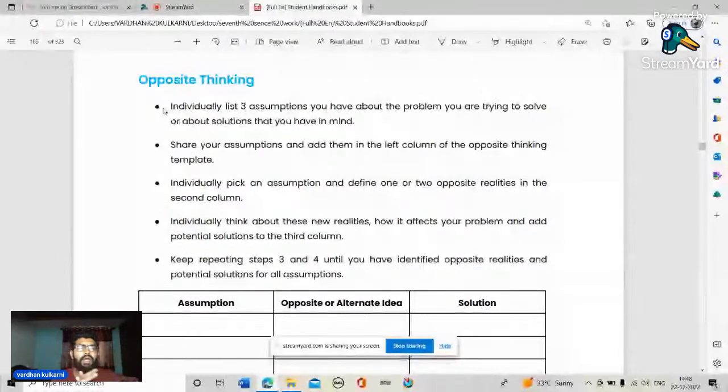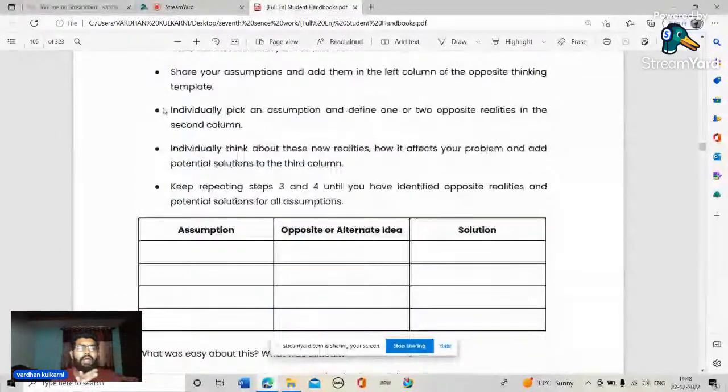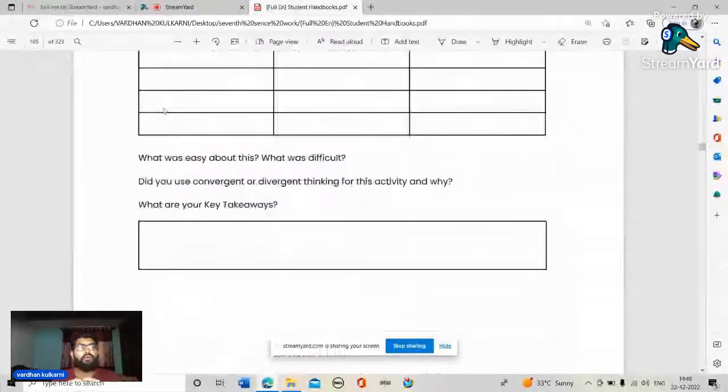Then you try to solve it, and you have an assumption. Based on the assumptions, or two opposite realities, depending on the situation, you come up with solutions, right? So what is easy about this? If you think oppositely, in the opposite direction, you get clarity that this might happen or that might happen. So you come to a conclusion that okay, if this is the situation, I could have done this.